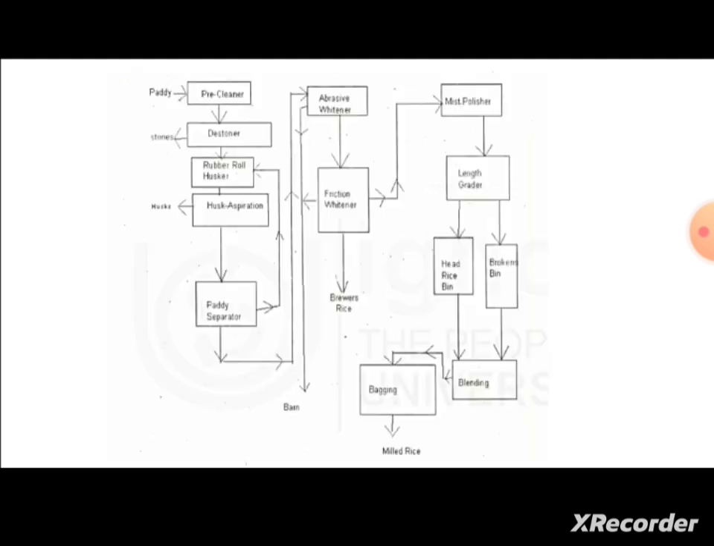So this is the layout of the modern rice mill. The rice will be cleaned and destoned using a destoner, and a rubber roll sheller or rubber roll husker will be used to separate the husk from the paddy. Then it will be processed with parboiling, then separation, and then polishing, whitening, all the way through transporting and packaging. So this is the layout for a modern rice mill.